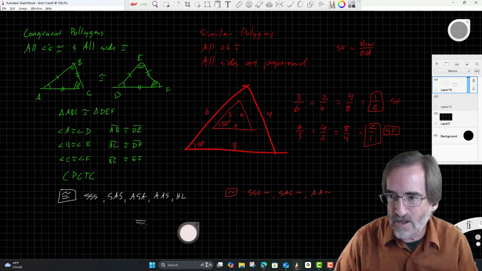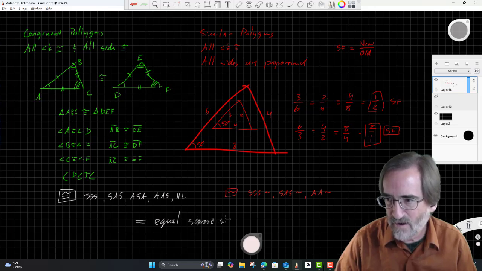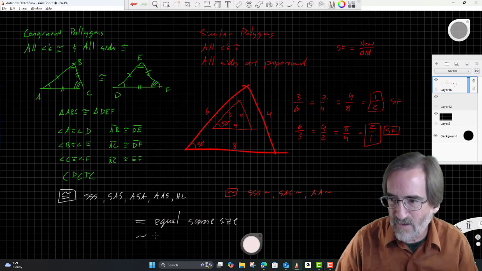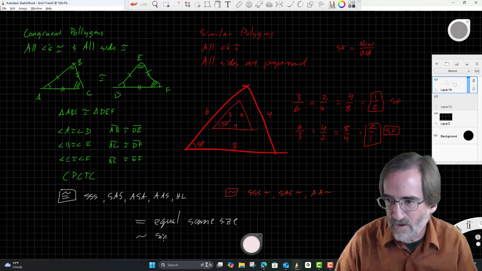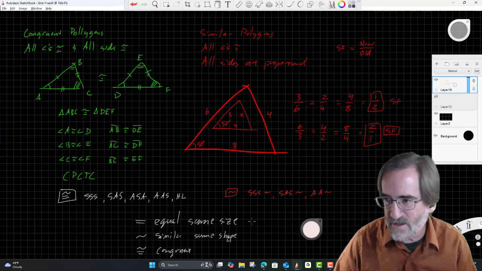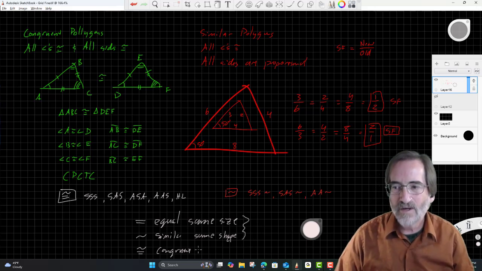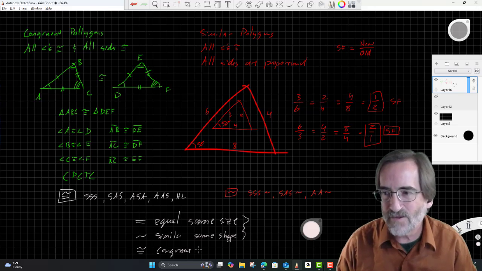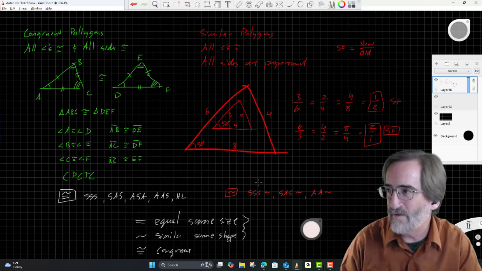So we know that equals means equal, having the same value, having the same size. Whereas tilde means similar, same shape. And when I combine those with a tilde over an equals, that means congruent, meaning they are the same size and the same shape, both. Same size and same shape. Okay, so that's where the symbol comes from, and hopefully it makes that clear.